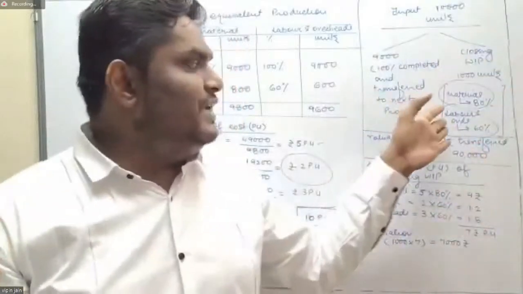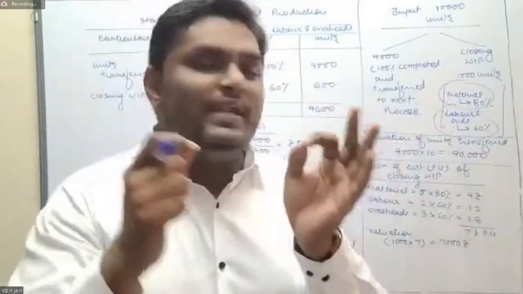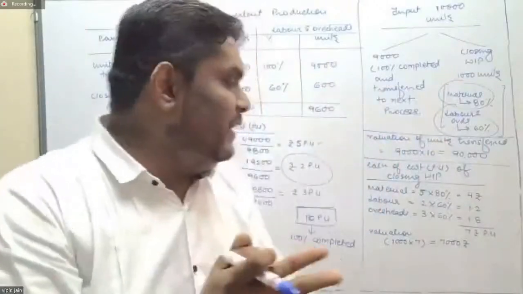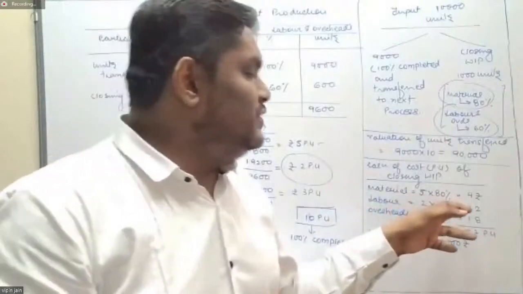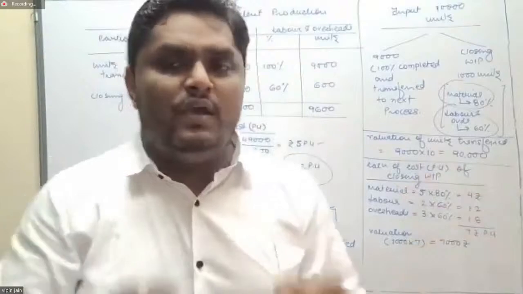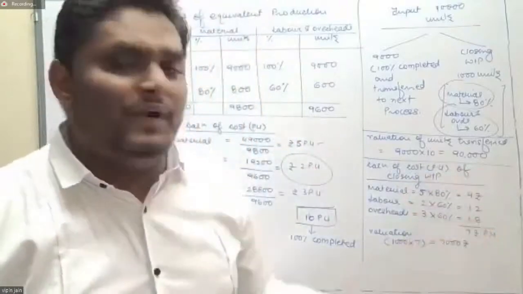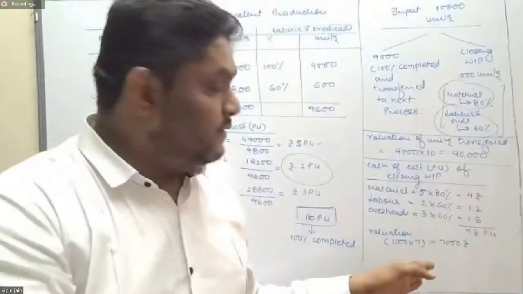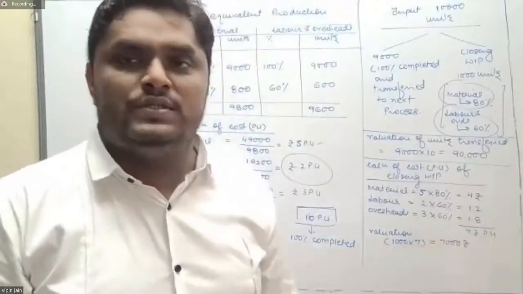But since the closing work in progress is processed only 60% in case of labor and overheads, so 2 into 60% and 3 into 60%. So this is how we got the total cost, that is 7 rupees per unit for closing work in progress. So 1,000 units into 7, that is 7,000.